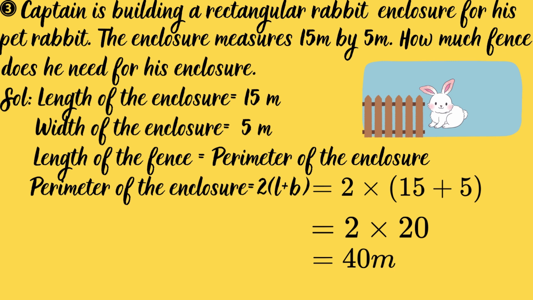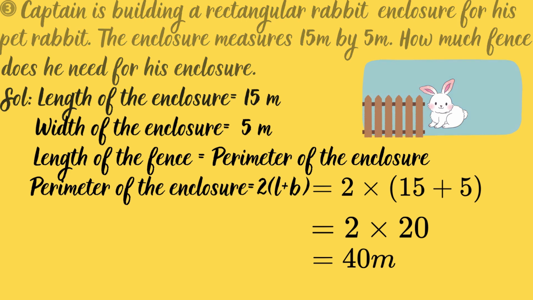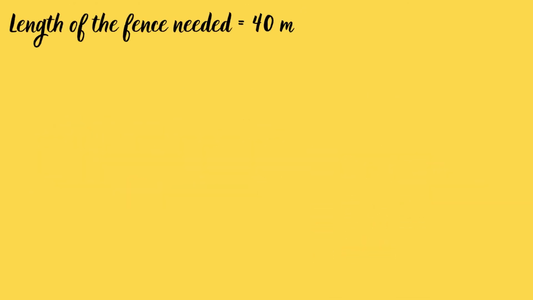Now, length of the fence required is perimeter of the enclosure. Perimeter of the enclosure is 2 into (length plus breadth), which is the perimeter of the rectangle, which is equal to 2 into (15 plus 5), that is 2 into 20, that is 40 meters. So, therefore, the length of the fence is 40 meters.